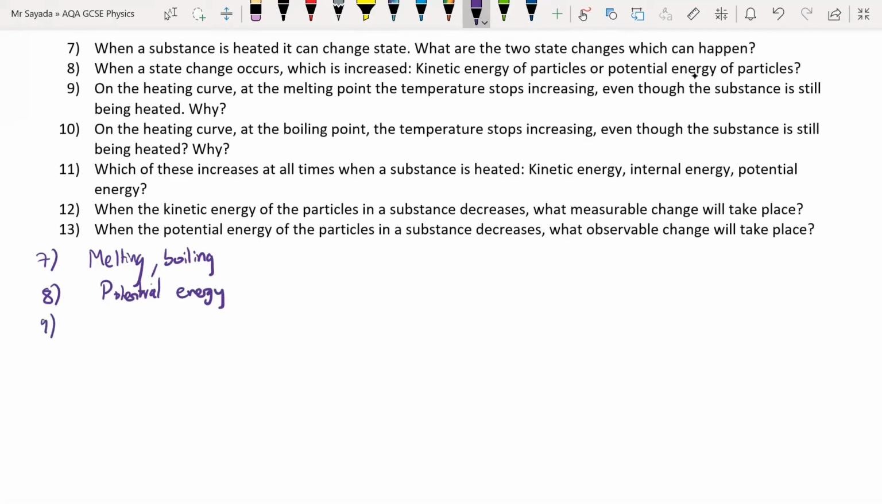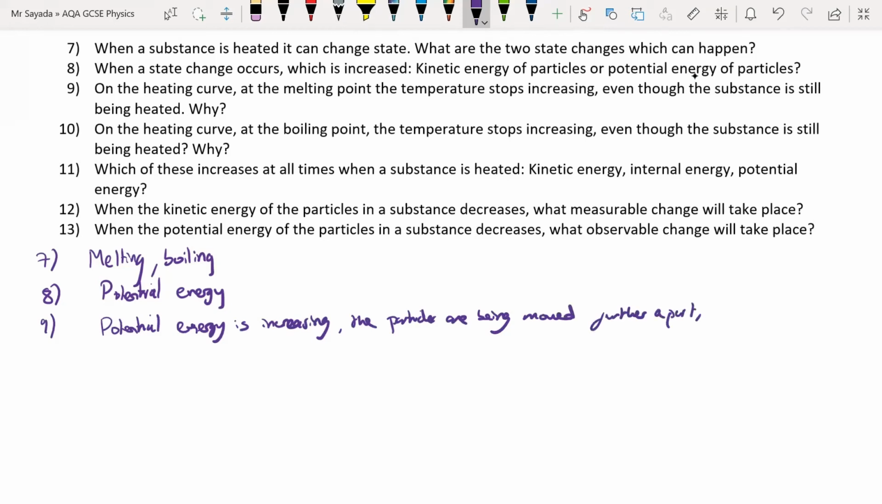Why does the temperature stop increasing even though the substance is still being heated? Well, it's the potential energy increasing instead. So you can say that the potential energy is increasing. The particles are being moved further apart. The forces between the particles are being weakened. Any of those would be acceptable answers. All three is best, so please add any that you've not written.